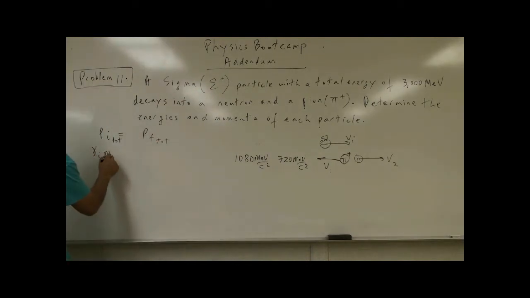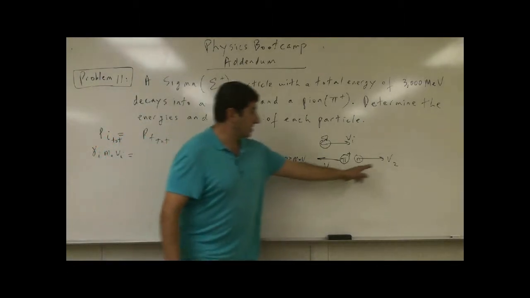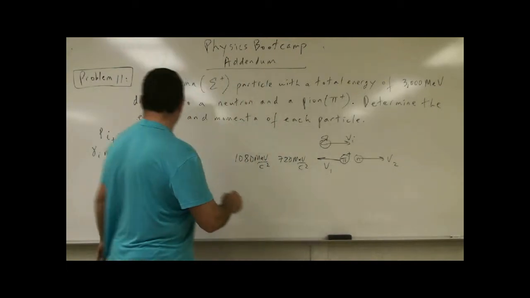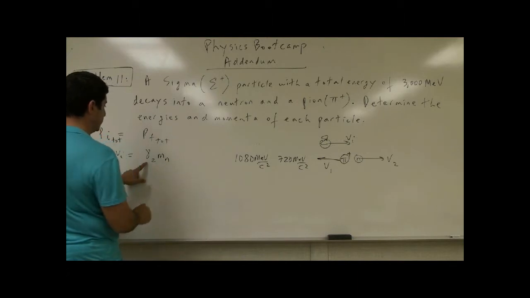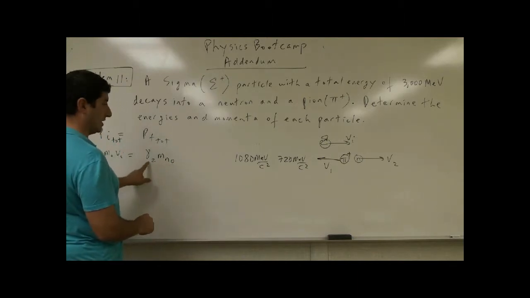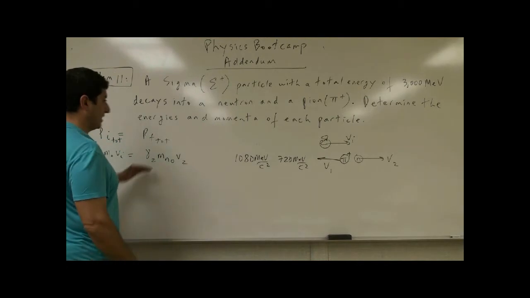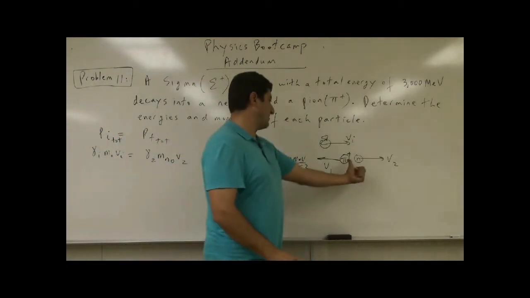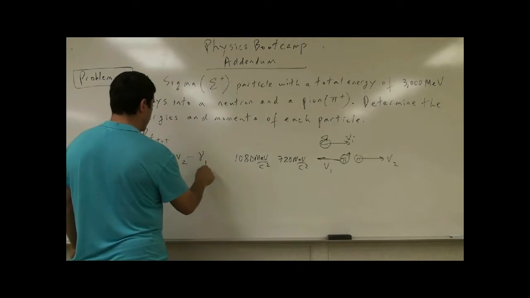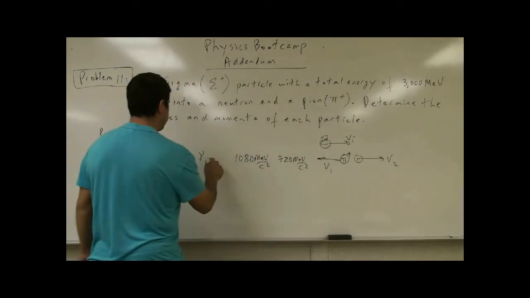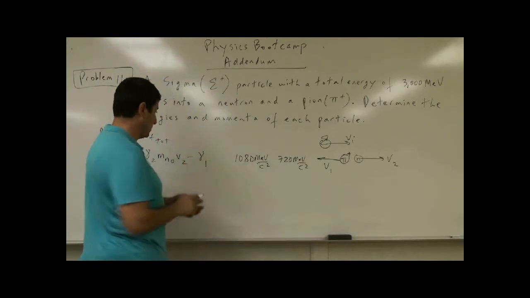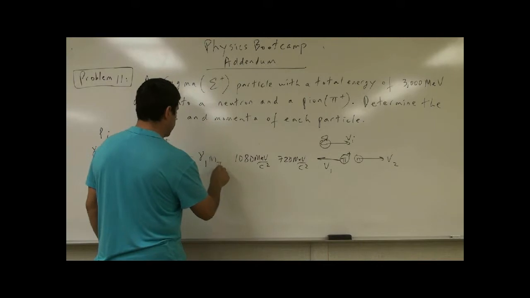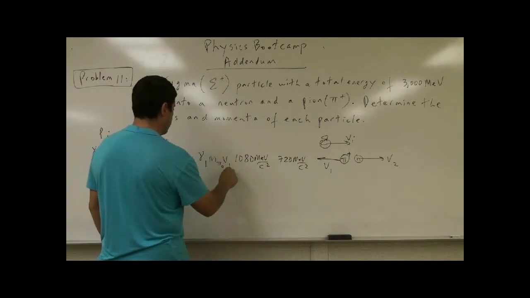Gamma initial, m0, v initial. And then the final has two gammas. So we could say gamma 2, the rest mass of the neutron, times v2, so that's going to the right. And then I have to subtract from it gamma 1, the rest mass of the pion, m pion, times velocity v1.